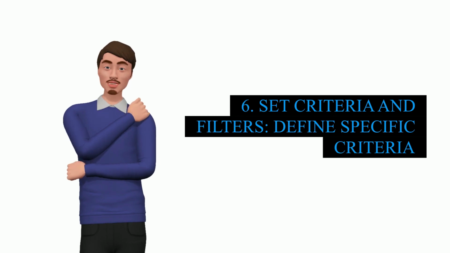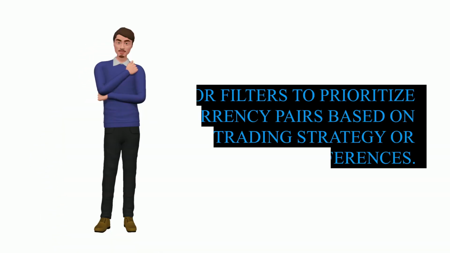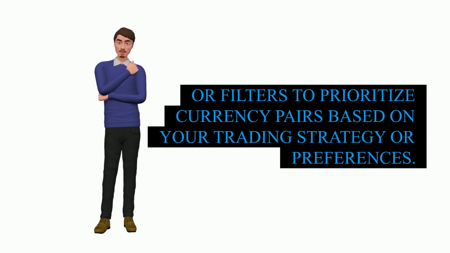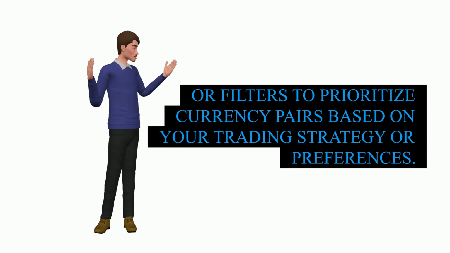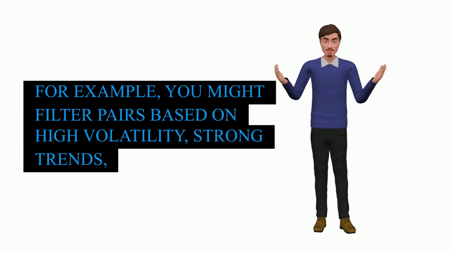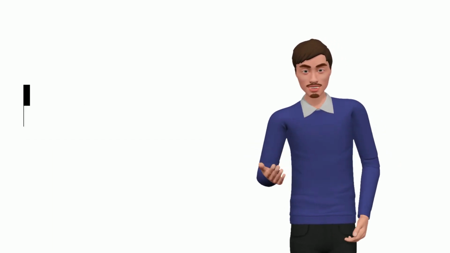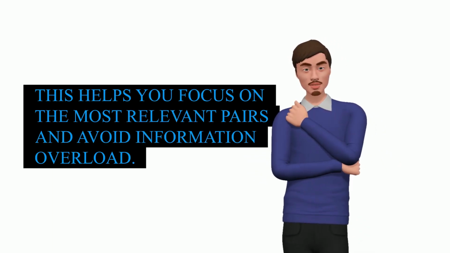6. Set criteria and filters. Define specific criteria or filters to prioritize currency pairs based on your trading strategy or preferences. For example, you might filter pairs based on high volatility, strong trends, or specific technical patterns. This helps you focus on the most relevant pairs and avoid information overload.